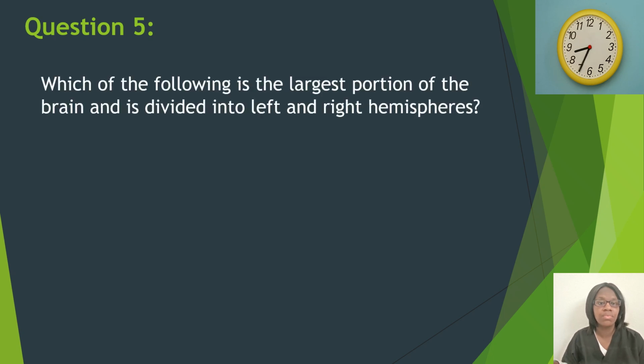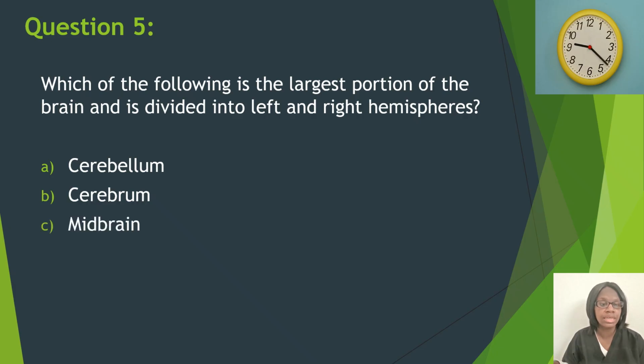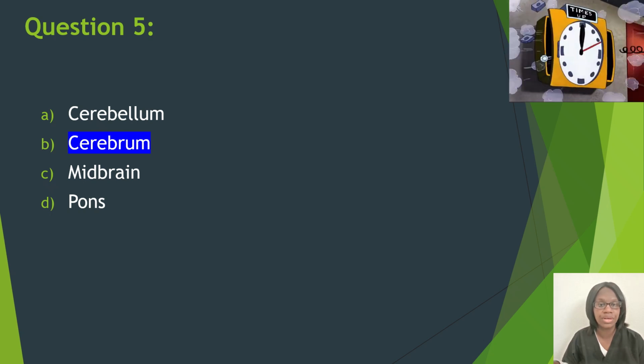Question five, which of the following is the largest portion of the brain and is divided into left and right hemispheres? A, cerebellum, B, cerebrum, C, midbrain, D, pons. All right, the correct answer is B, cerebrum.